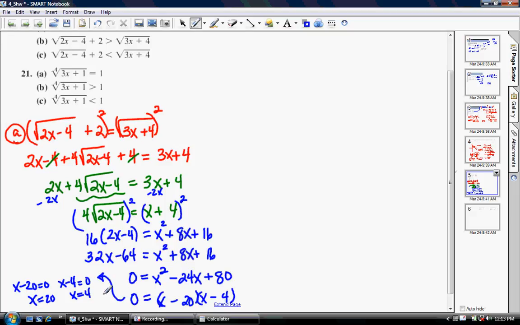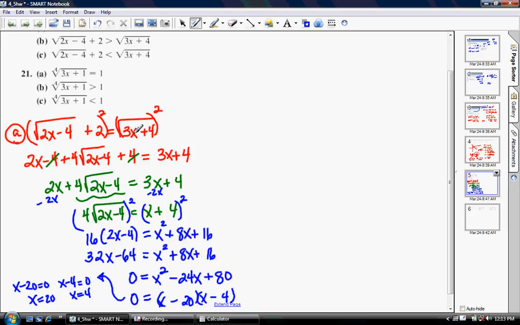Though I can't really just stop there, right? I've got to check. Do those work? If I plug in the 20, let's see if we can talk this through. 2 times 20 is 40. 40 minus 4 is 36. And the square root of 36 is 6. And 6 plus 2 is 8. So if we plug in 20 on the left, we get 8.